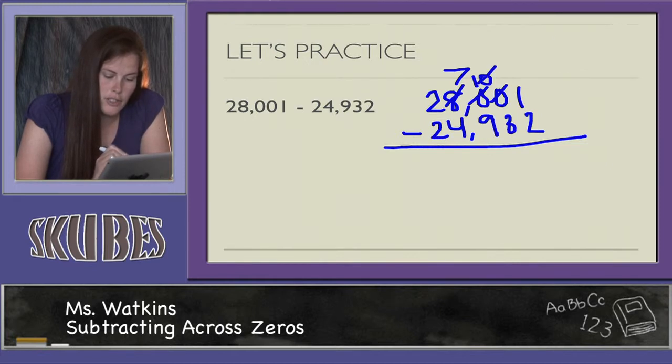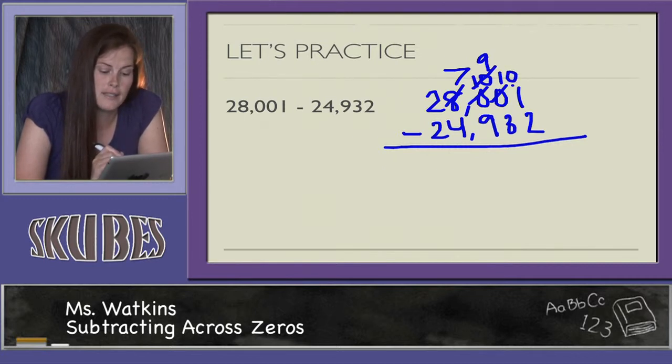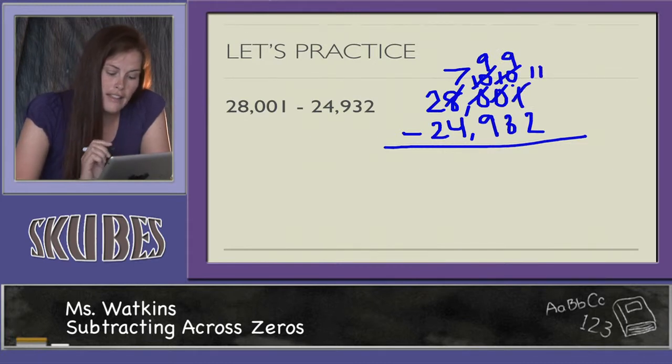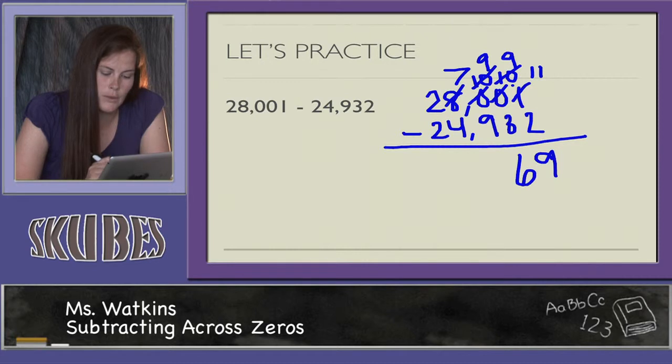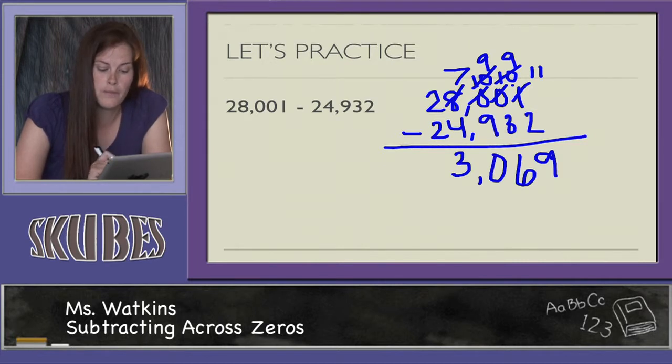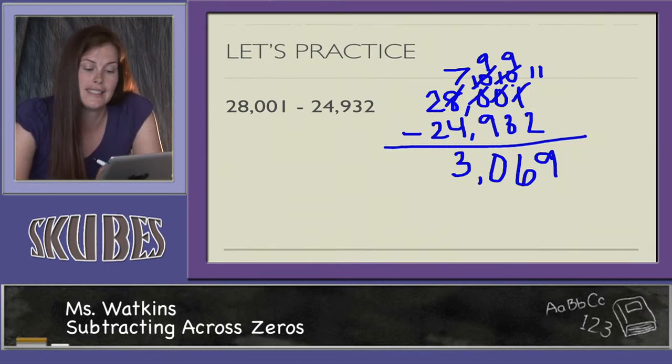Now I'm going to borrow from my hundreds place. The 10 becomes a 9, and the 0 in my tens place becomes a 10. And now I can borrow from my tens place. The 10 becomes a 9, and this 1 becomes 11 because I've added 10 to it. 11 minus 2 equals 9. 9 minus 3 equals 6. 9 minus 9 equals 0. 7 minus 4 equals 3. And 2 minus 2 equals 0. So I'm left with 3,069.